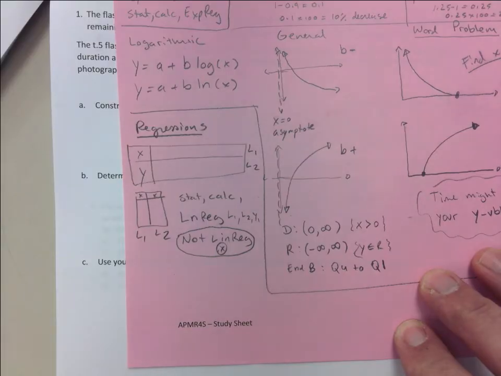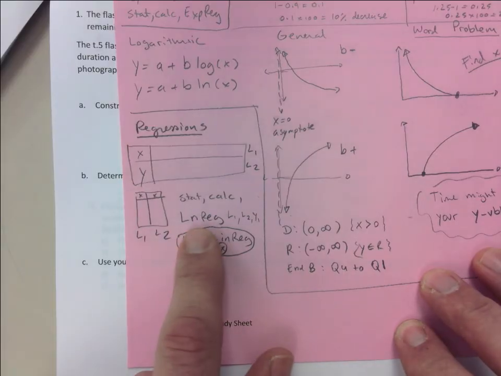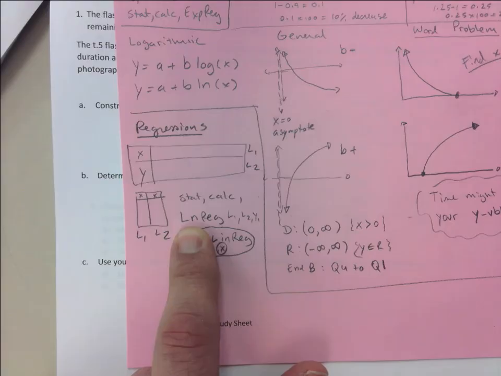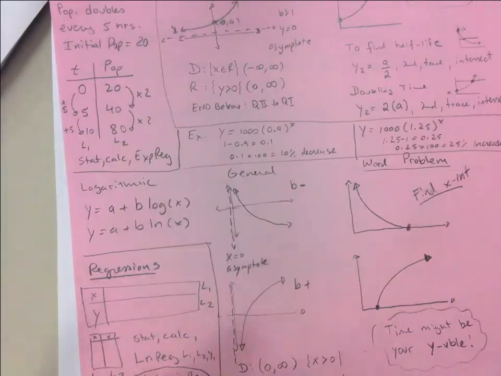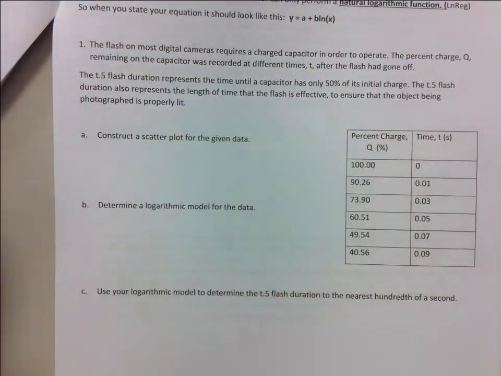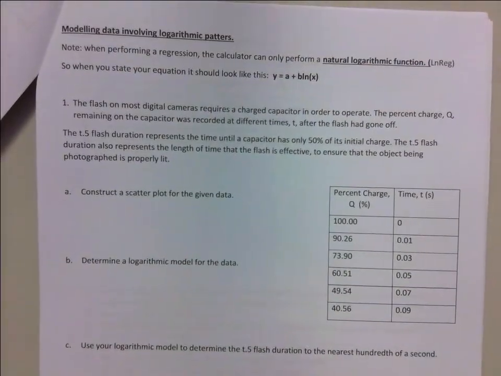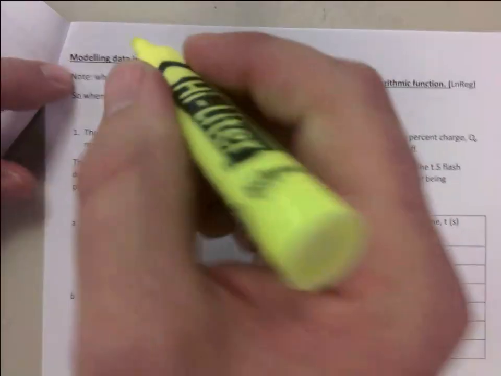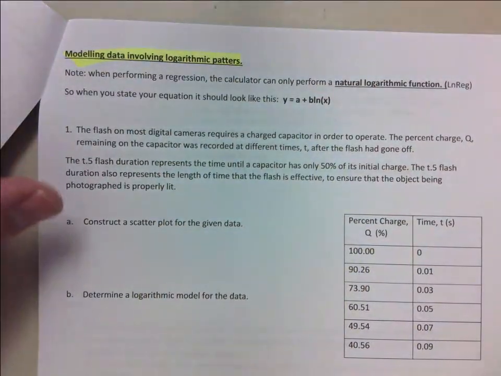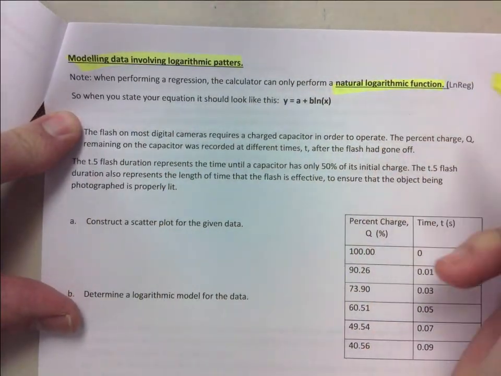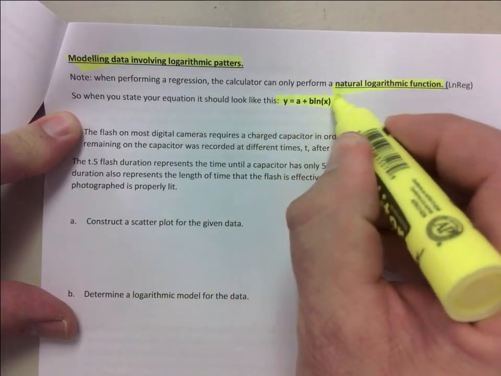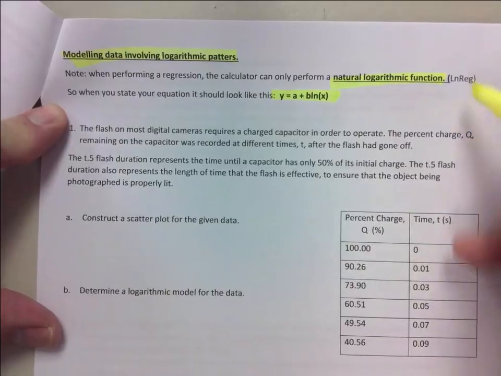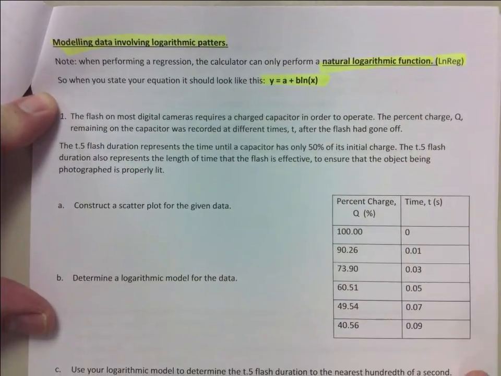We don't have log reg. So the only way to do a regression is using natural log. And natural logs are based on e. The base is e, which is 2.71 something. So let's do this one here. I will highlight that so that I know that I've covered it. So it's a natural logarithmic function, and your equation will look like that when you do regressions. We're going to use ln reg, not lin reg.